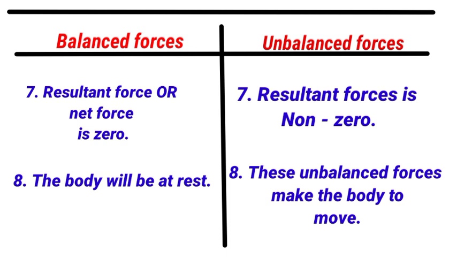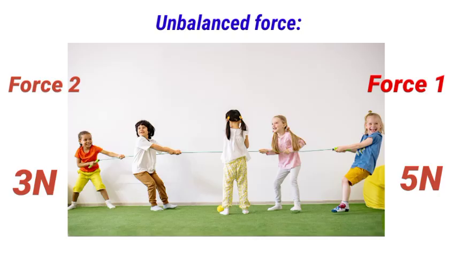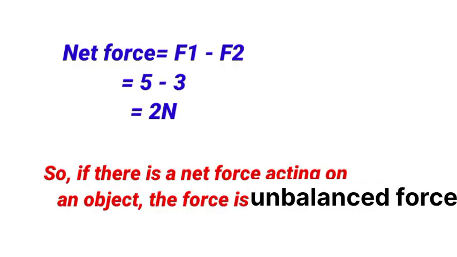Let's understand this with an example. The image is a tug of war. It is about pulling the rope. So on the right side, 3 people are applying a force of 5 Newton. And on the left side, you can observe 2 people are applying a force of 3 Newton. Force 1 is 5 Newton and force 2 is 3 Newton. And we want to know the net force acting on the object. So for finding the net force, we will subtract the numbers.